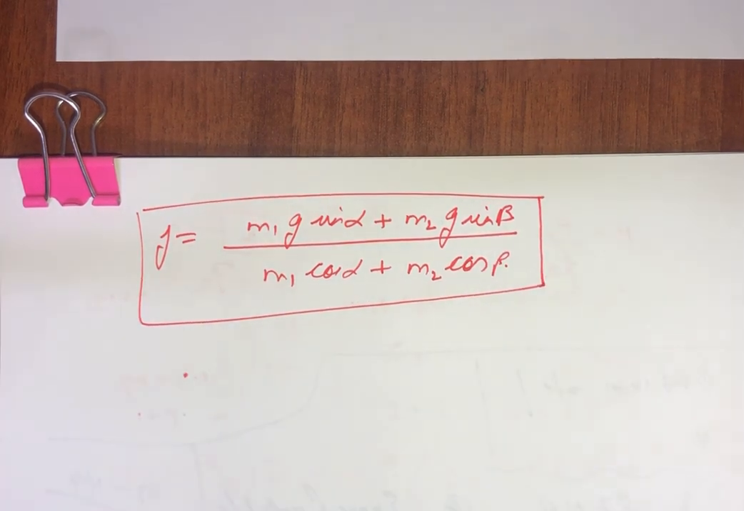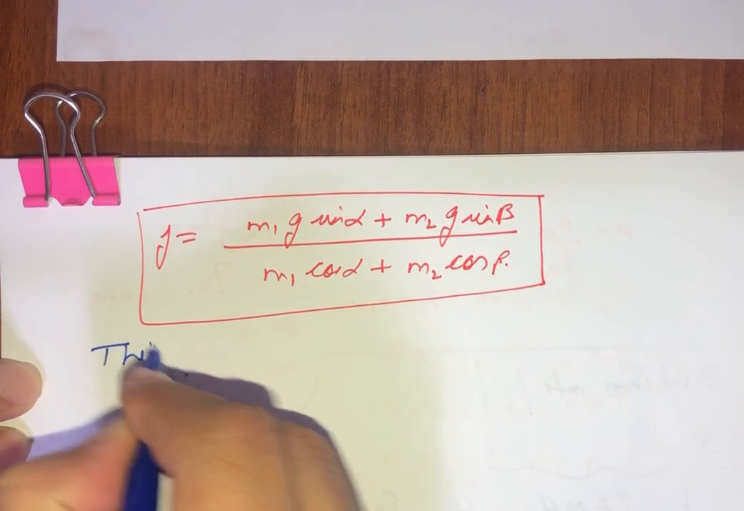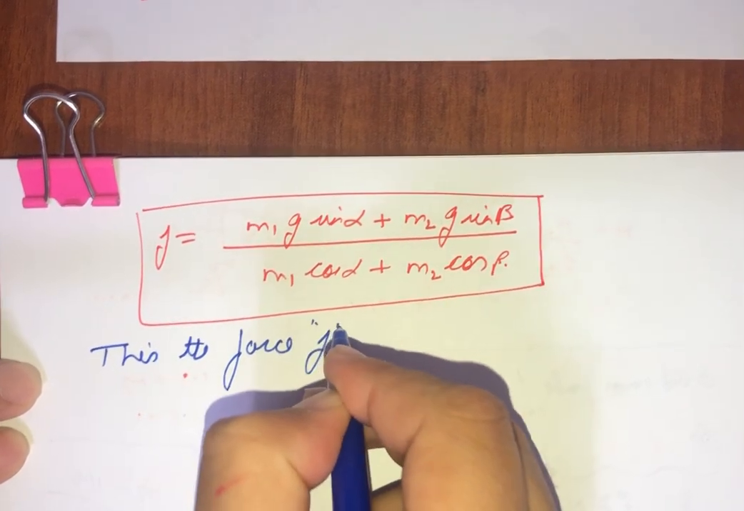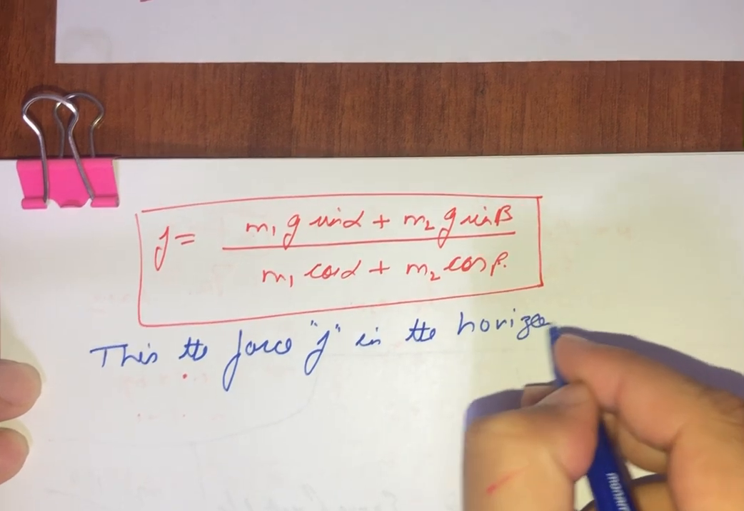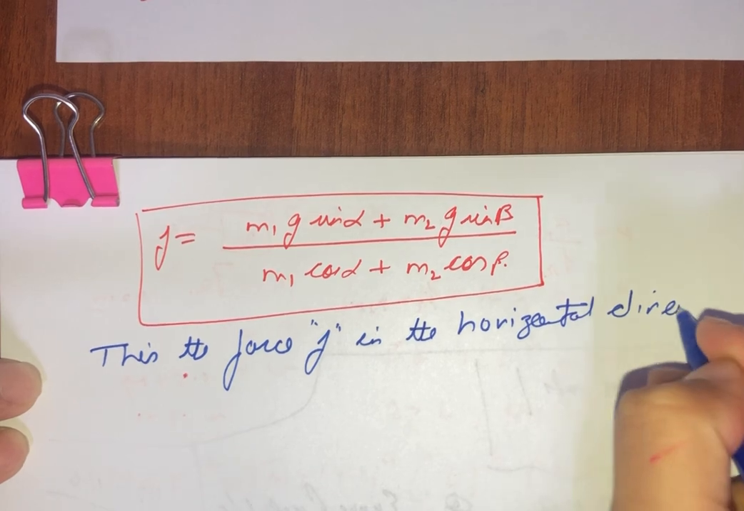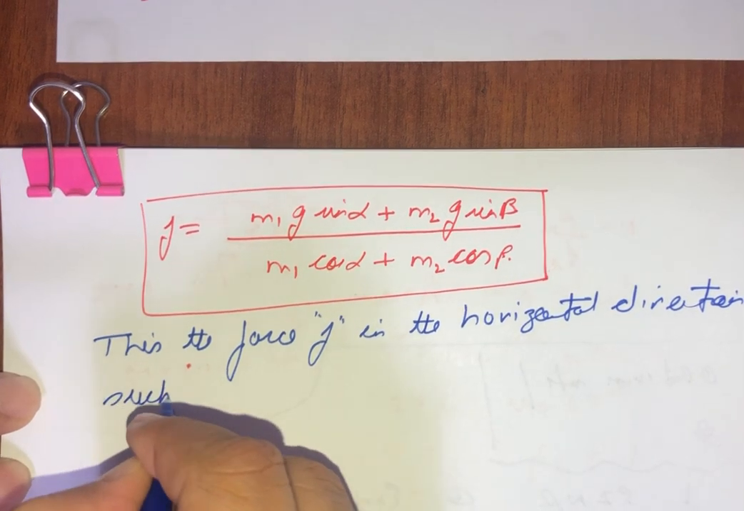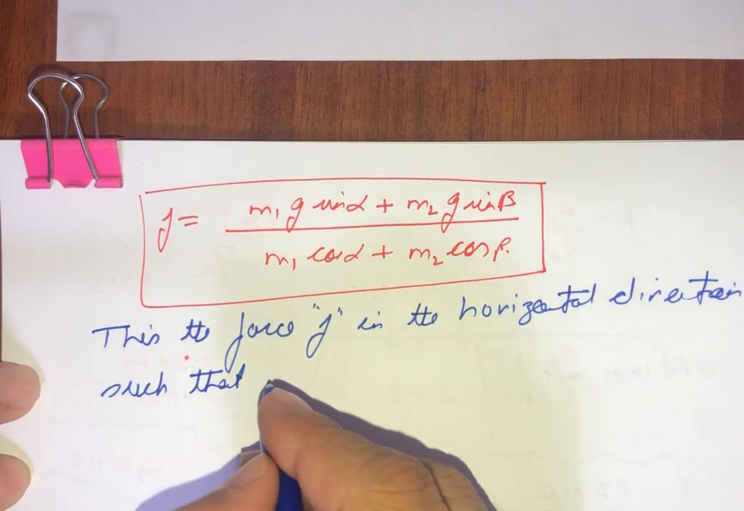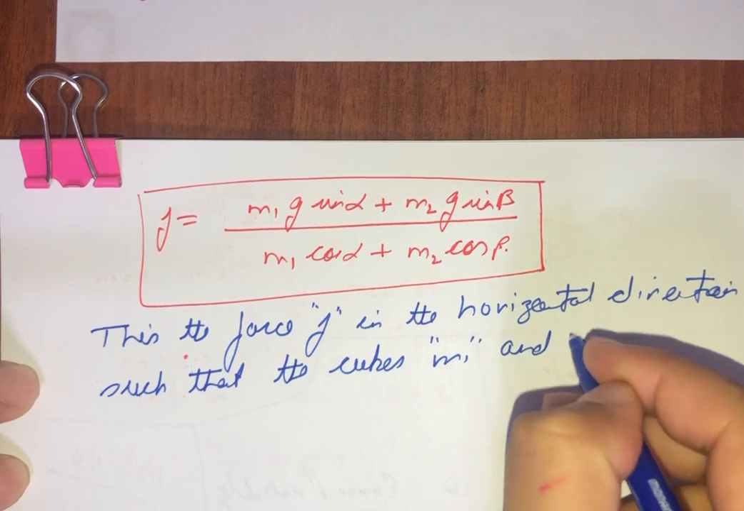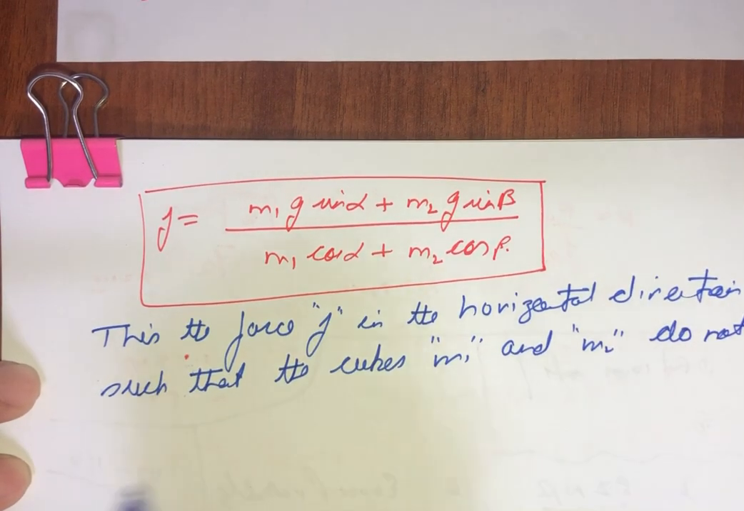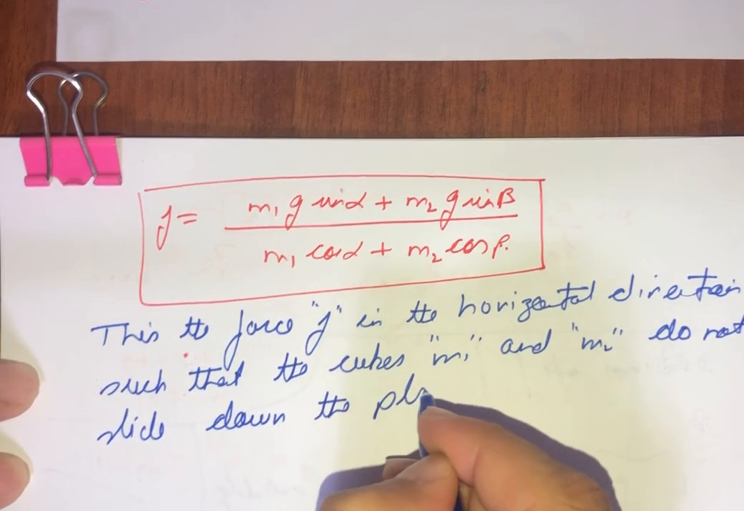This is the force F in the horizontal direction such that the cubes m1 and m2 do not slide down the plane.